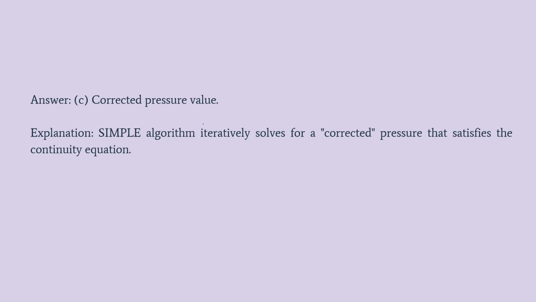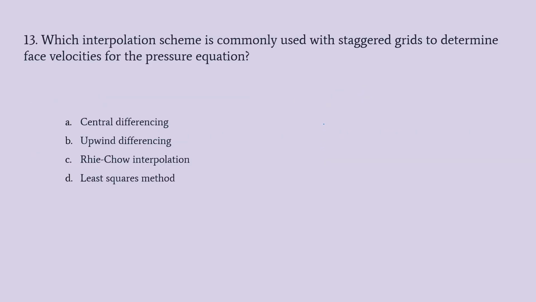Our option is option C. In the pressure correction in SIMPLE, we use the corrected pressure given by P is equal to P star plus P dash. Moving on to the next question.